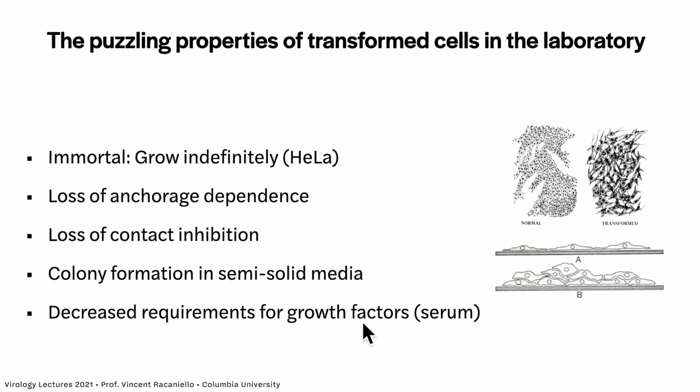And they have decreased requirements for growth factors, which are present in serum. So the transformed cells in the laboratory don't need as much serum as, say, primary cells that you would produce from a cheek scraping or a foreskin. So that's what transformation means. It means the cells have changed in a way. Those are stable, genetically mediated changes. And for the purpose of our discussion, those changes make the cells immortal.